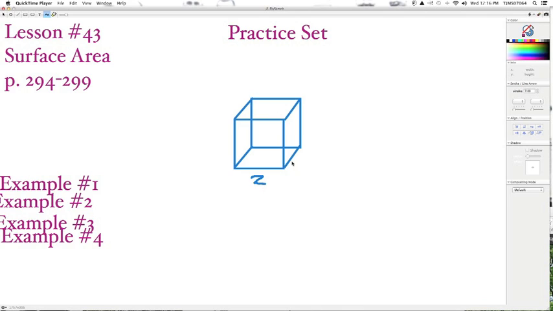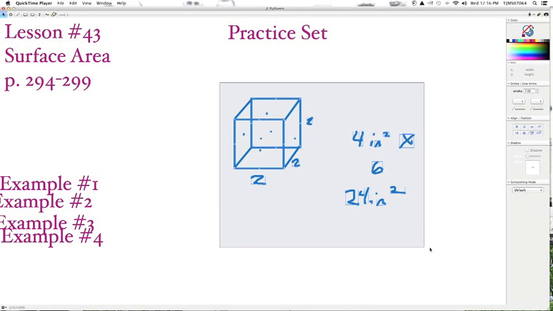So I know that one face, 2 times 2 is 4, 4 inches squared. And there are 6 faces. There's the right, the left, the top, the bottom, the front, the back. Okay? So 4 times 6, 24 inches squared. So far, so good. We're hoping.